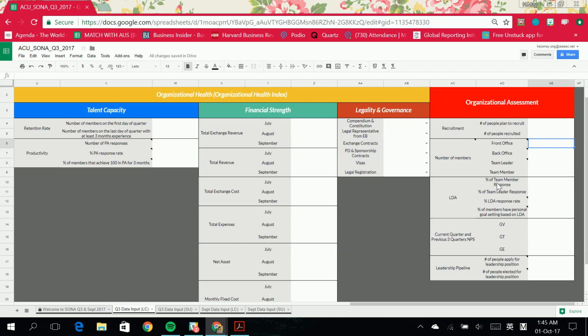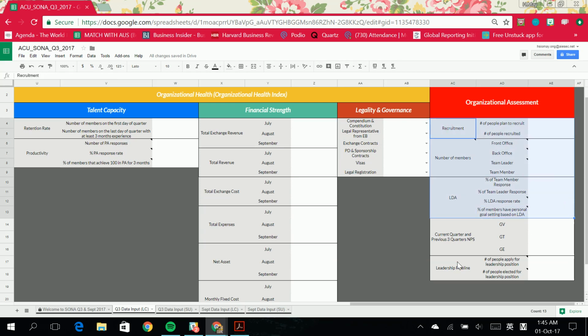And then after that in LDA, what is the percentage of team members who have responded to the initial LDA, and how many percent of team leaders have responded to the initial LDA, which means they have filled in the initial LDA. And what's the percentage of LDA responded, like the number of members who filled in initial LDA divided by the total number of members in LC. And after that, find out the percentage of members who have personal goal setting based on LDA divided by the total number of members in LC. So you can find out the percentage. This is the thing that you need to fill in.